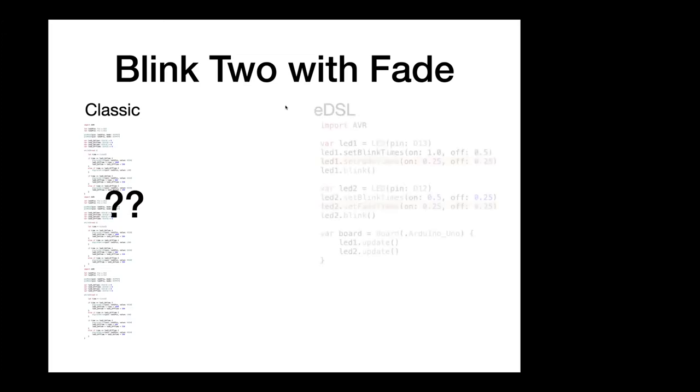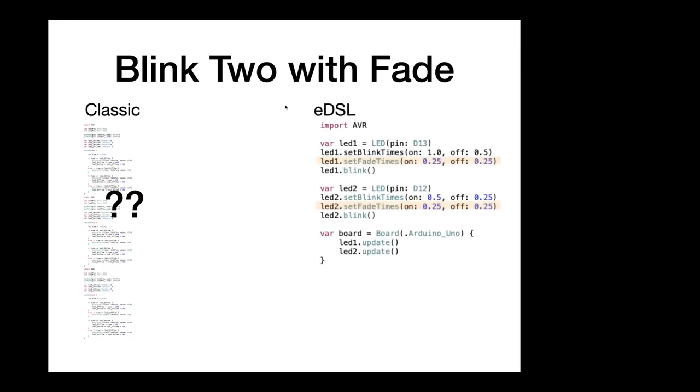Now on the eDSL side, we simply add one line of code for each LED. That's it. No complex ramping of two different PWMs over time. And most importantly, we didn't increase the complexity or sacrifice readability. And we did not have to make any structural code changes from the previous example. We just have to add two simple lines of code that declare what we want.